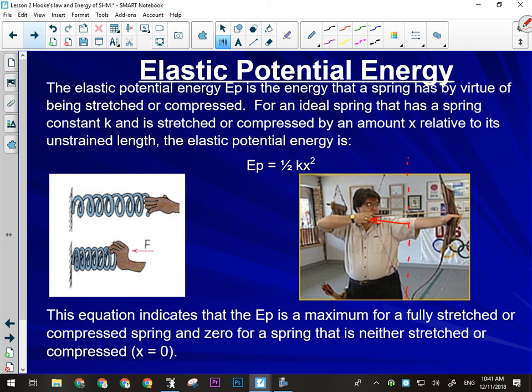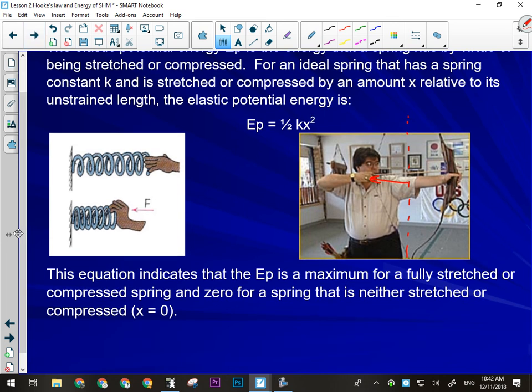When you load a bow, okay, you're pulling the top and bottom together. It's the bow that has all the potential energy, not the string, okay? It's the bow that wants to snap back to straight. Okay, everybody all right with that?